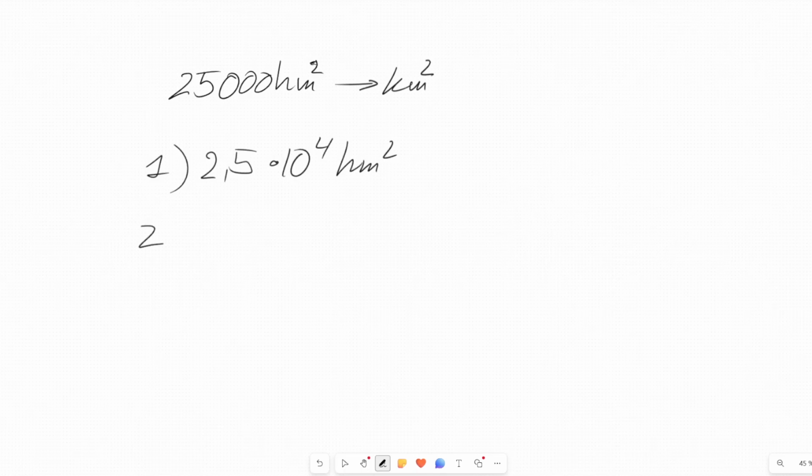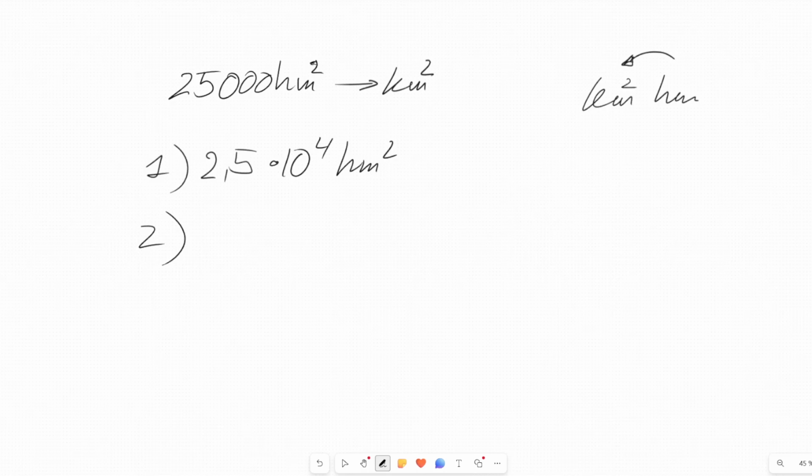I'm going to go with 25,000 hectometers squared, and I'm going to try to change this into kilometers squared. Okay, so first step is always writing down the number in scientific notation, which would be 2.5 times 10 to the power of 4 hectometers squared. And now I'll have to write down the equivalence. What's the equivalence between hectometers and kilometers? Well, since kilometers is beside hectometers, I only have to make one step to the left. So if it's to the left, it's going to be negative. And if it's one step, x would usually be 1.